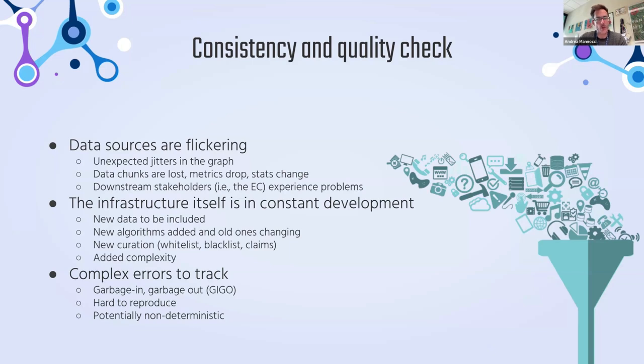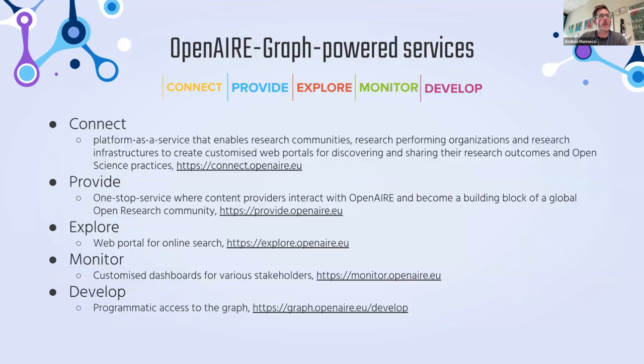So I will show you an example afterwards, after the break, with one of the first queries. And sometimes checking anomalies is really hard to reproduce and potentially non-deterministic. So it adds complexity to the maintenance and quality checks. As I was saying, the OpenAIRE Graph feeds a portfolio of services.